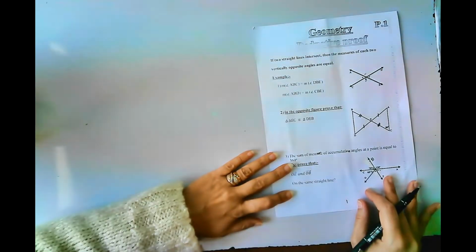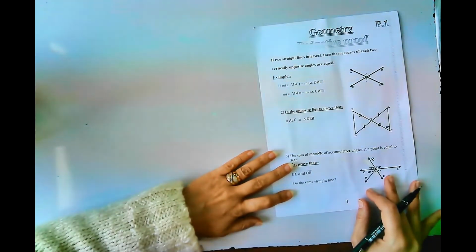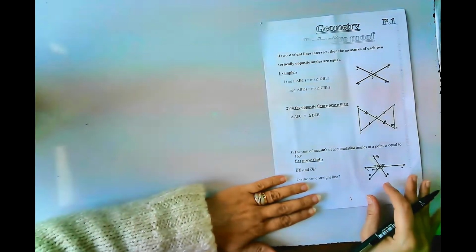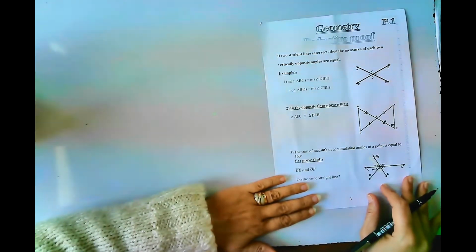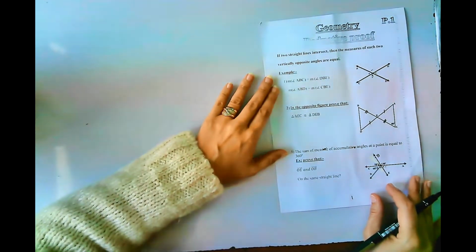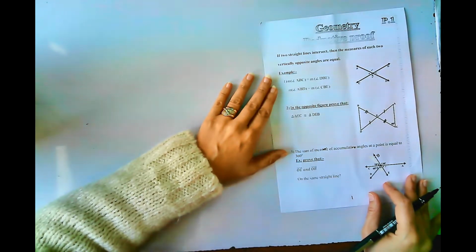Hello everybody. We study now deductive proof. If two straight lines intersect, then the measures of each two vertically opposite angles are equal.